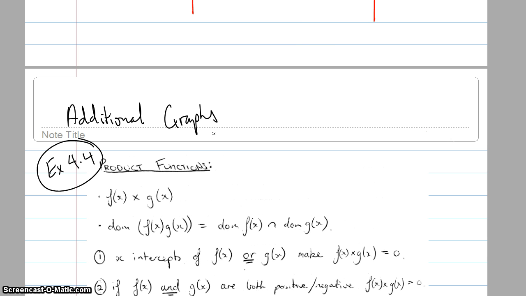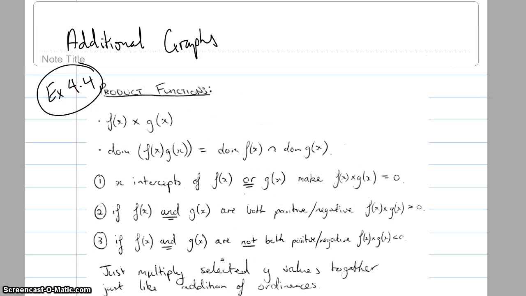So unlike in the previous video where we added two graphs together, this time we're actually going to multiply two graphs together. That's what product means, multiplication. So rather than doing f of x plus g of x, we're going to do f of x times g of x. But the domain of the new graph is still the same as in the addition of ordinates. It's the intersection of the domain of f of x and g of x. So wherever these two exist, that's where the new graph will exist. I'll show you that in just a second.